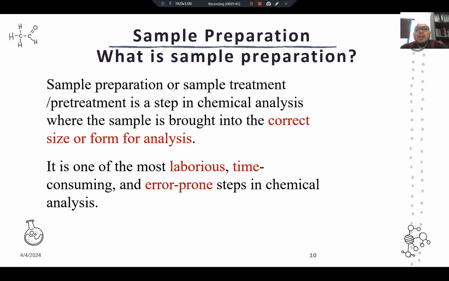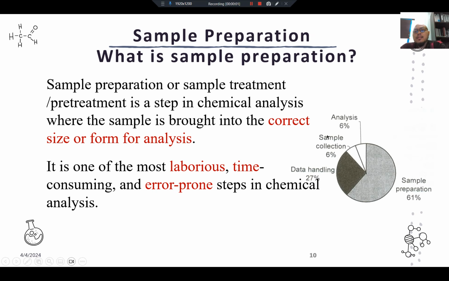For example, if you have only one step, the error will be much less compared to having 10 steps in your sample preparation. That's why, if possible, you minimize the number of steps taken in the sample preparation.